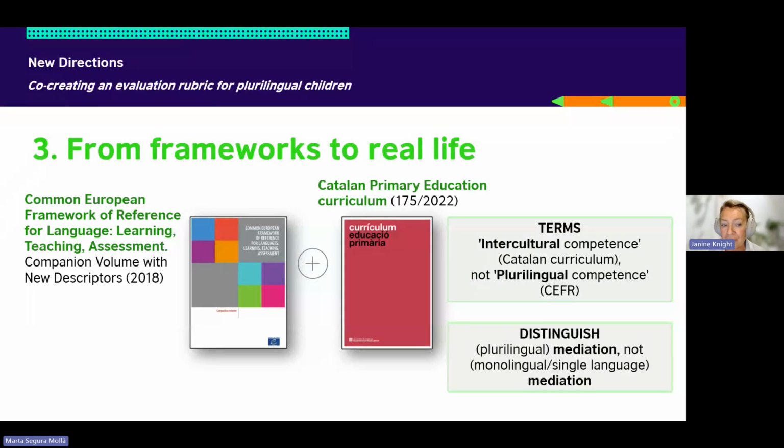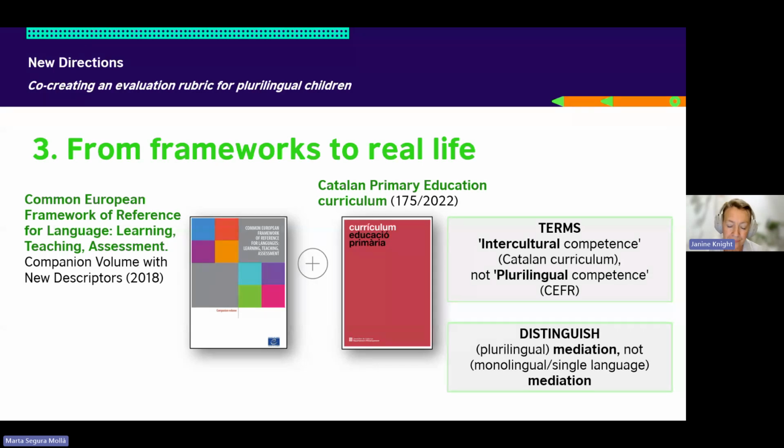And the first was whether to use the terms intercultural competence from the Catalan curriculum or pluricultural competence from the CEFR. And we decided that given the Catalan context and the fact that the school was linguistically and culturally super diverse, we should use the term intercultural, even though the descriptors on pluricultural competence from the CEFR were incorporated into the rubric.